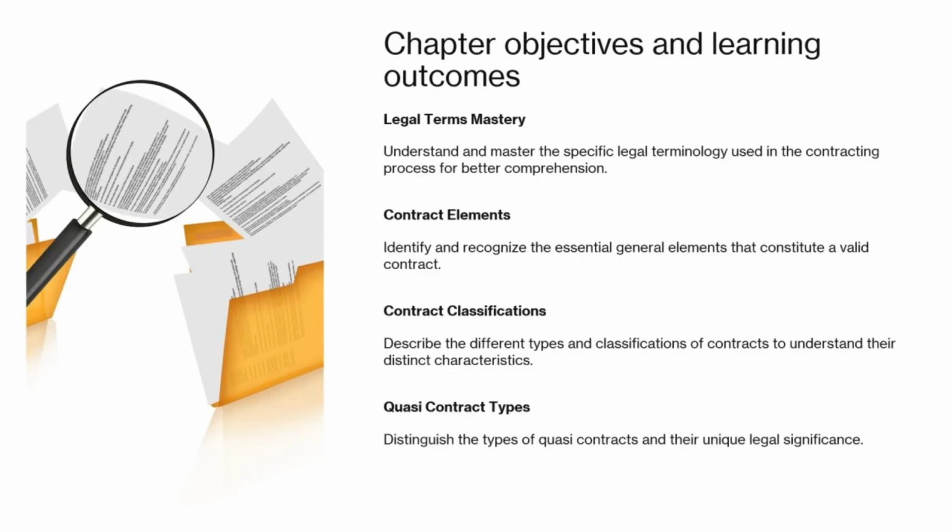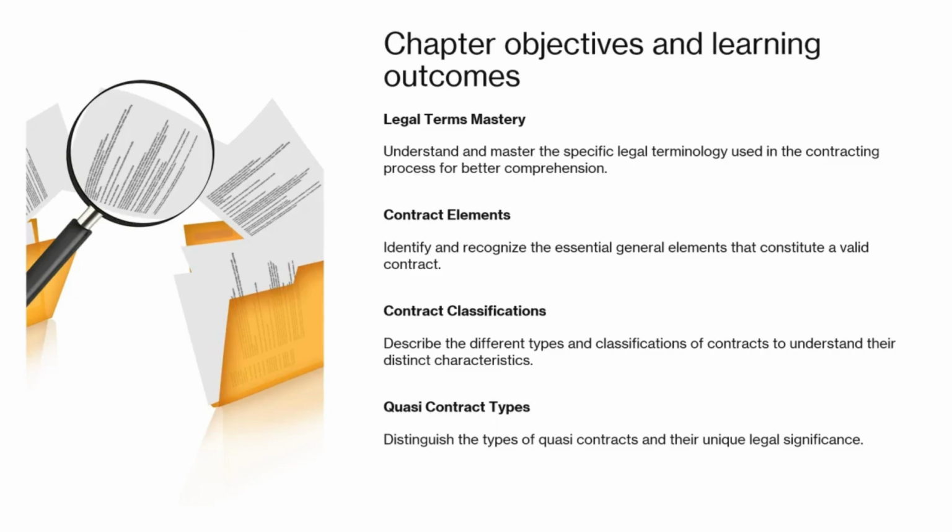We're going to learn some legal terms mastery. There are several legal terms that are going to come along in this class, a long list, I noticed, in a book that I was looking at. Contract elements, so we can identify and recognize what elements of a contract need to exist for there to be a valid or enforceable contract. We also need to look at the different types and classifications of contracts because they do have some very distinct characteristics. And quasi-contract types is also going to be covered and how they have a unique legal significance.